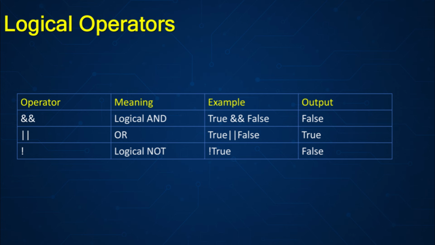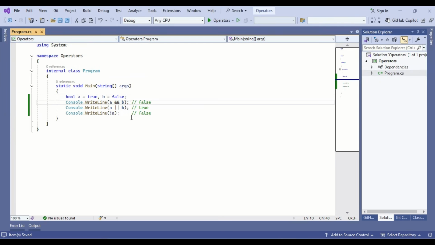Logical operators help you combine multiple conditions. And means both must be true. Pipe symbol means either can be true. Use the exclamation mark to flip the result. These are perfect for validating inputs or checking multiple rules.